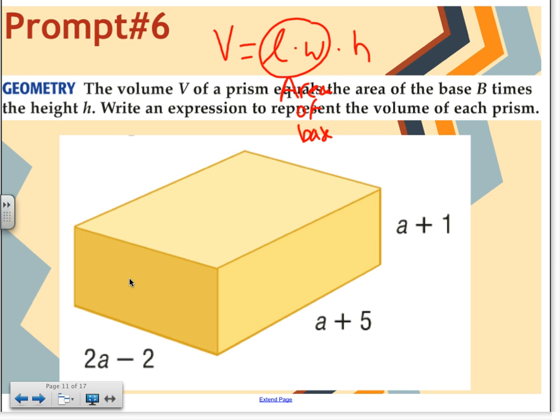A plus 5. Does it matter if you call this a length, 2a minus 2, or a plus 5 is a length? Does it matter? No, it doesn't. You can call either one the length, but as long as you establish one as a length, then the other one has to be the width.